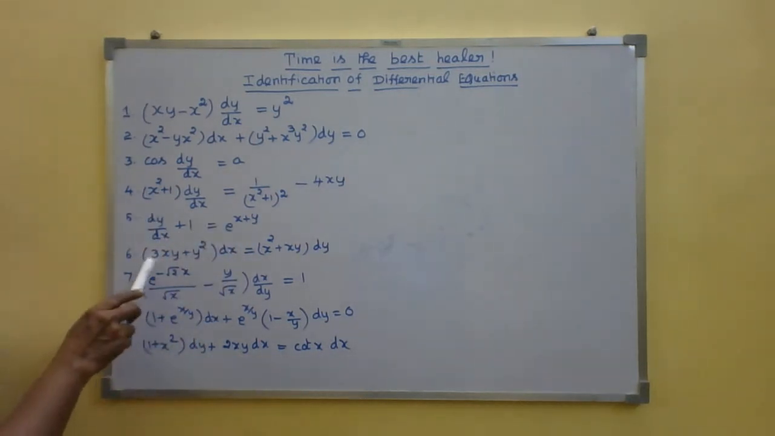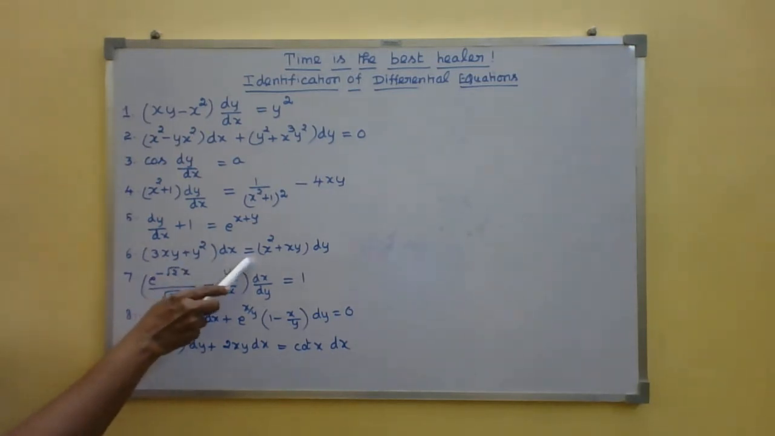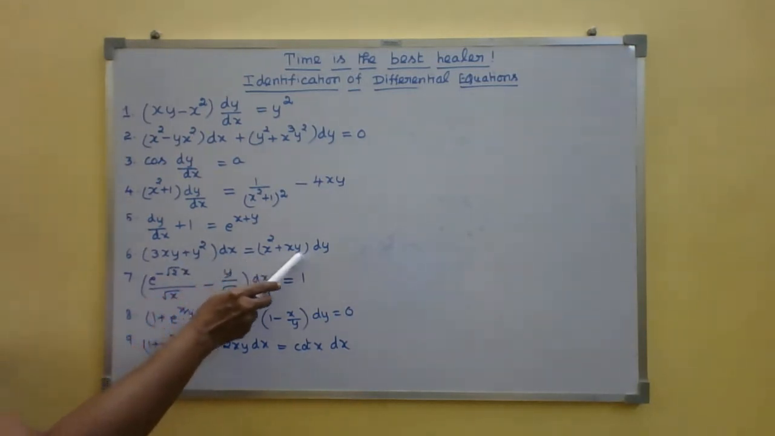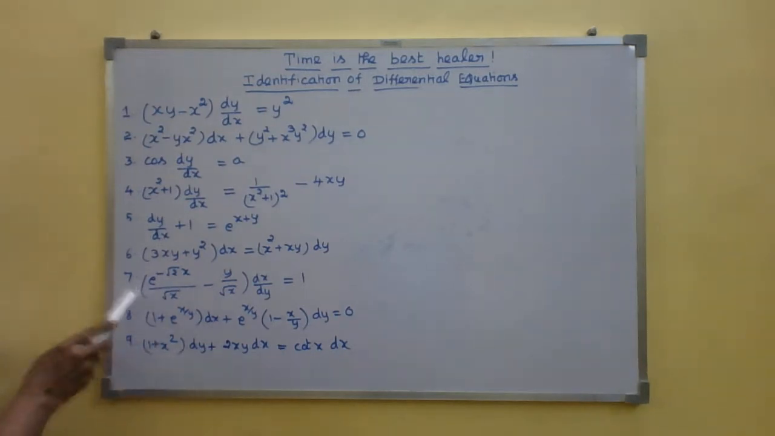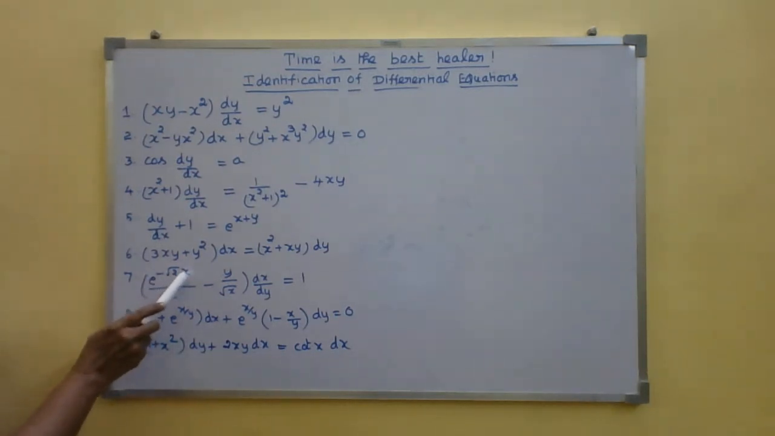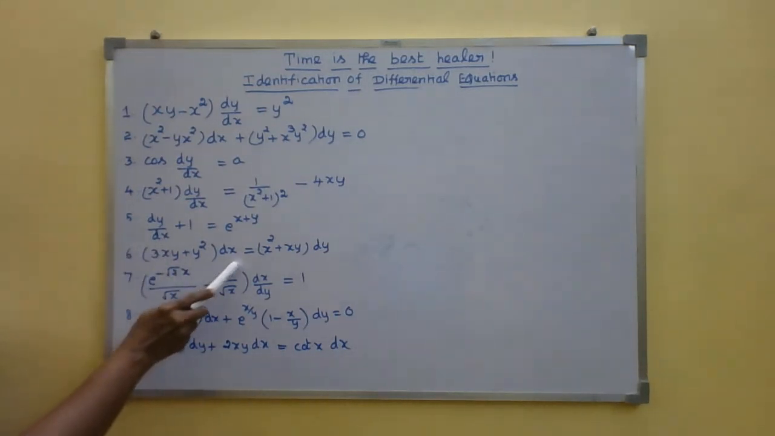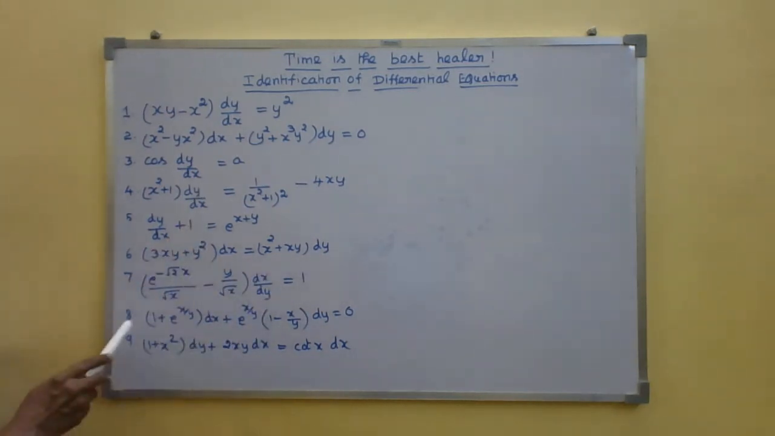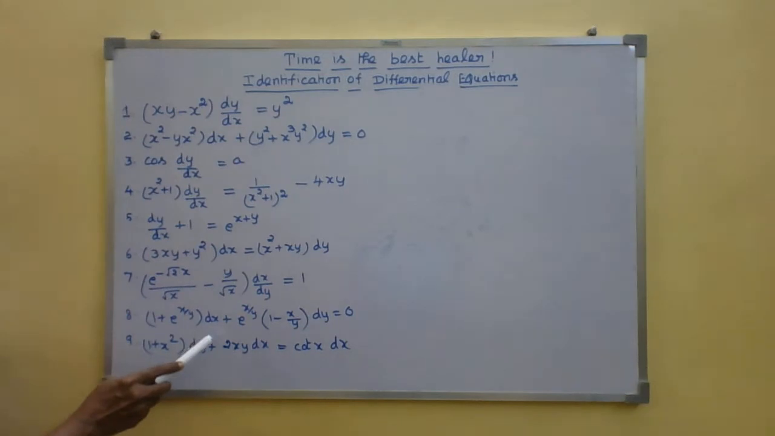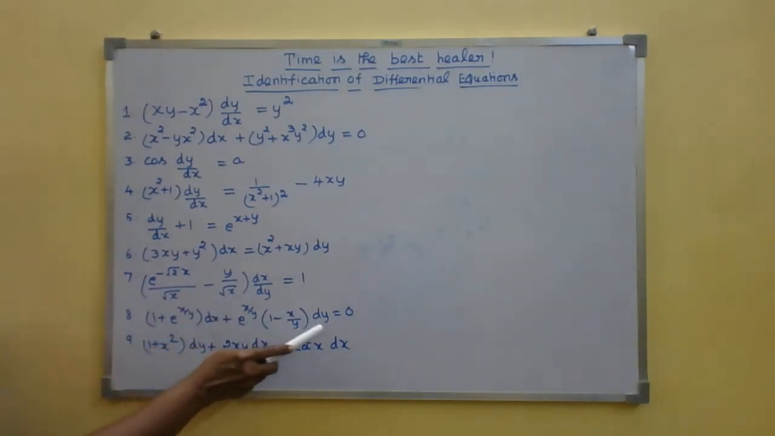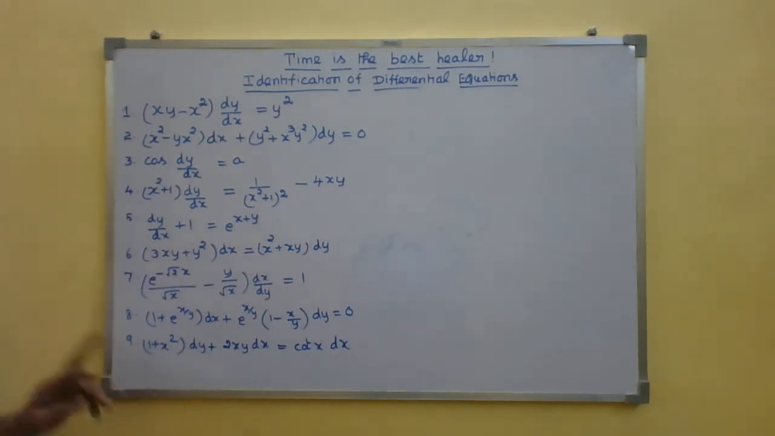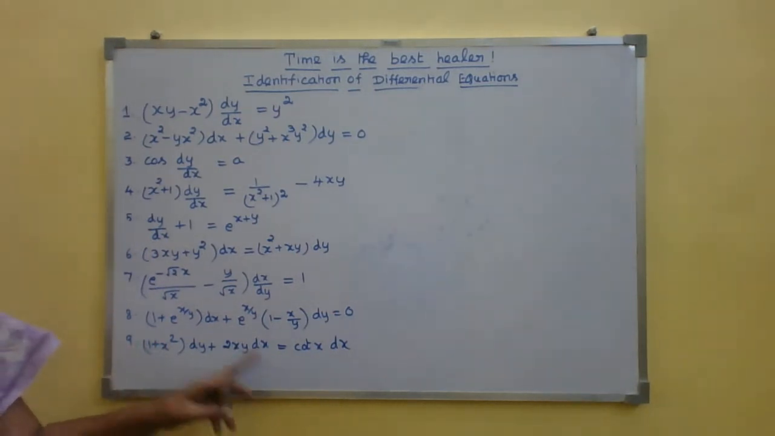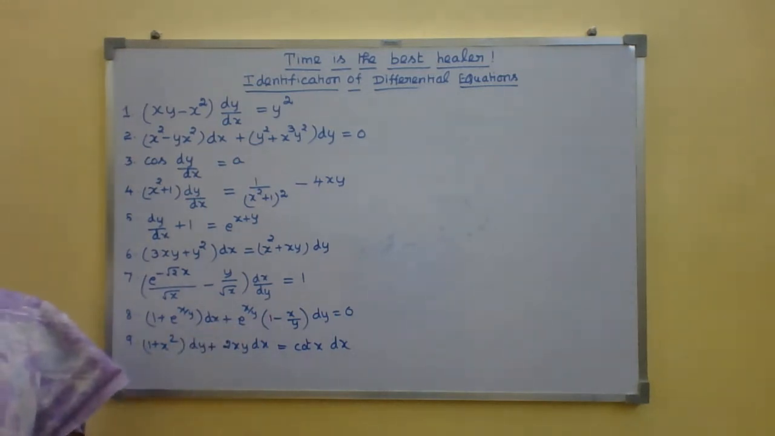The sixth one: 3xy plus y squared into dx is equal to x squared plus xy dy. Seven: e power minus root 2x by root x minus y by root x into dx by dy is equal to 1. Eight: 1 plus e power x by y dx plus e power x by y into 1 minus x by y dy is equal to 0. The last one: 1 plus x squared into dy plus 2xy dx is equal to cot x dx.